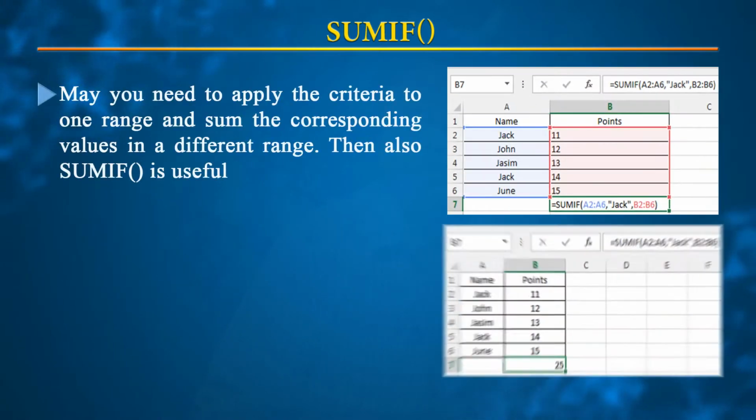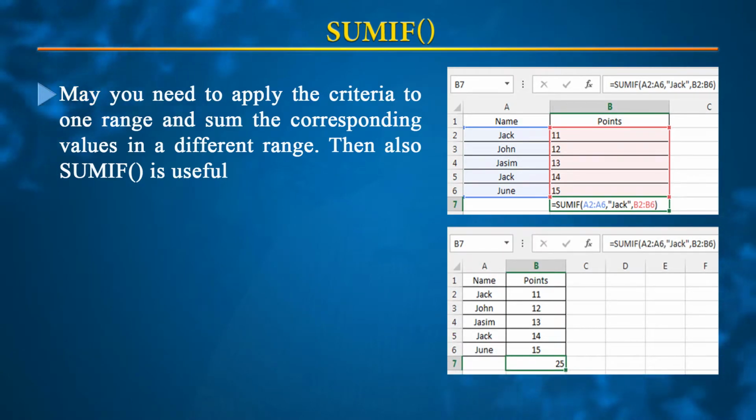We can use this function for a practical example. Say I want to add the score made by a person, Jack. I have a criteria that I need to add the number scored by Jack. There are two columns, name and points. The name column carries different contestants, likewise Jack, John and so on, and we have the points, say 11, 12, 13, 14 and 15.